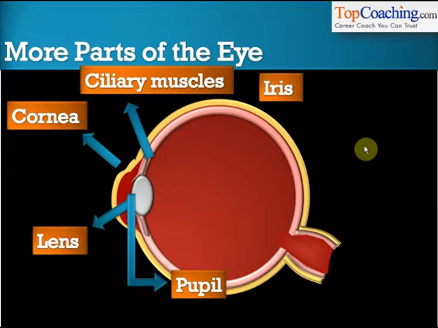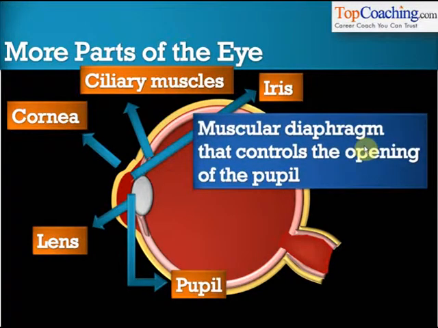The opening and closing of the pupil is controlled by a muscular diaphragm called the iris. Understood? Just as the ciliary muscles control the compression and stretching of the eye lens, the iris controls the opening and closing of the pupil. So the iris is basically a muscular diaphragm, basically a muscular membrane, which makes the pupil open and which makes the pupil close. Don't get confused by the word diaphragm. It simply means a membrane, understood, that can be stretched.